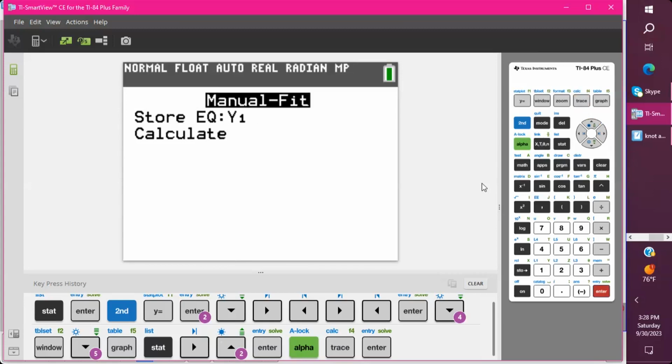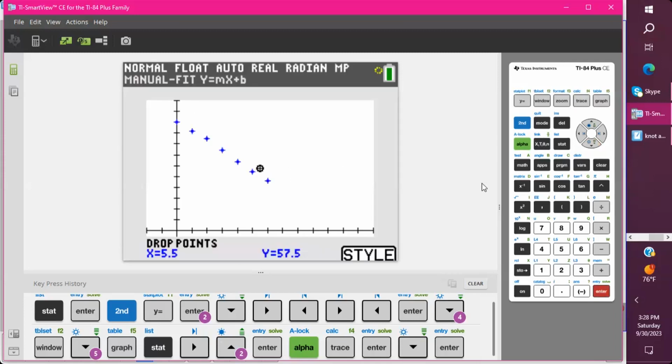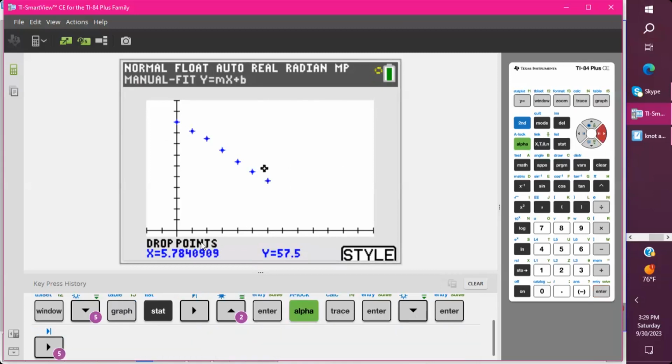So I'm just going to store it in y1, and then I go down and highlight the word calculate. When I hit calculate, it takes me back to the graph screen. I have a cursor now in the middle of my screen, and I've got these points listed down below with an instruction that says to drop point. If I use my right, left, up, down arrow keys, it moves that cursor around. And notice that as it moves around, it's giving me different x and y values. It's telling me where I'm at on my grid.